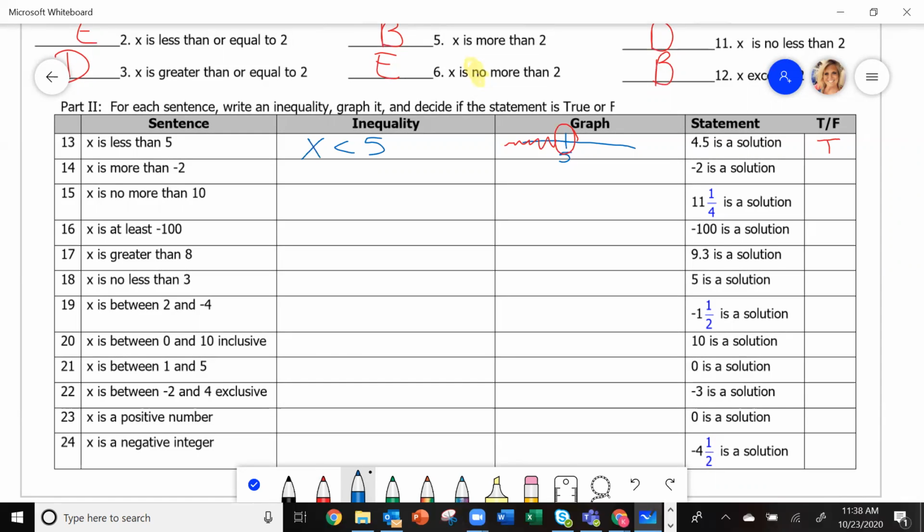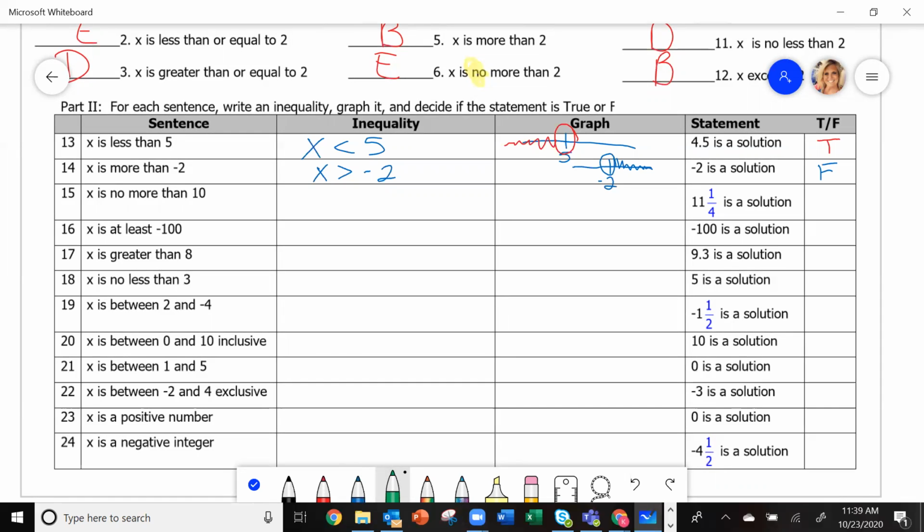Number 14, sorry. X is more than -2. So on your number line here, I go to -2. Since it is more than, it's an open circle and we shade to the right. It says -2 is a solution. That is false because it is an open circle. If it is open circle, that means that number is not a solution.